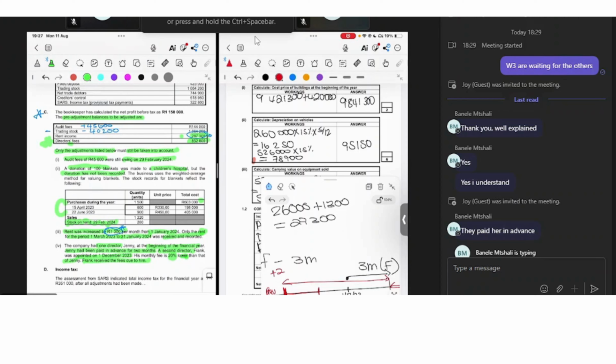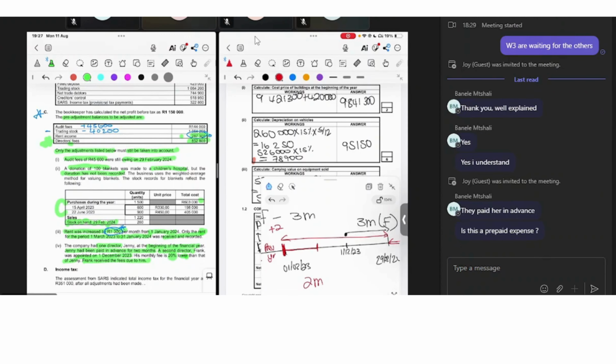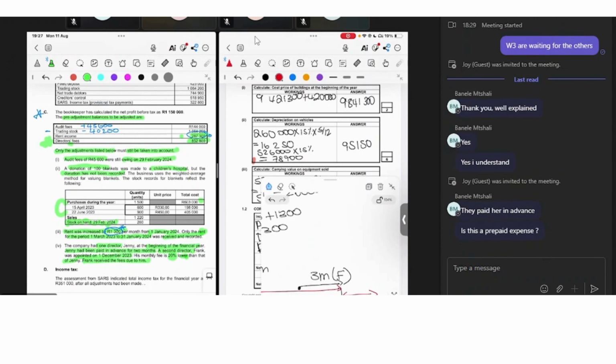Okay, I'm going to assume everyone is getting that. So Jenny has received, is this a prepaid expense? Yes, it's a prepaid expense. And meaning we need to remove it from the director's fees because it's not part of this year. Questions?